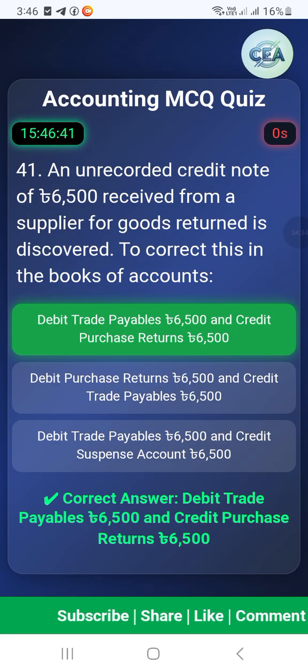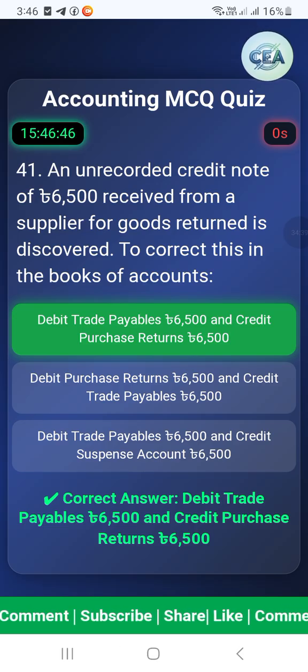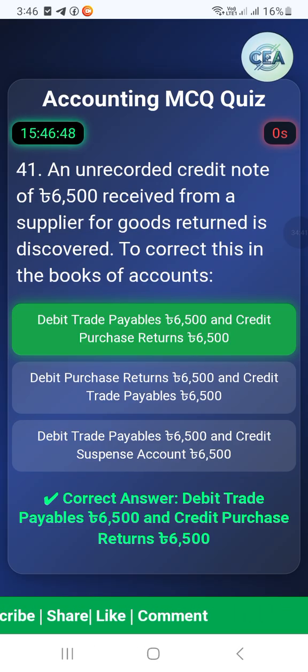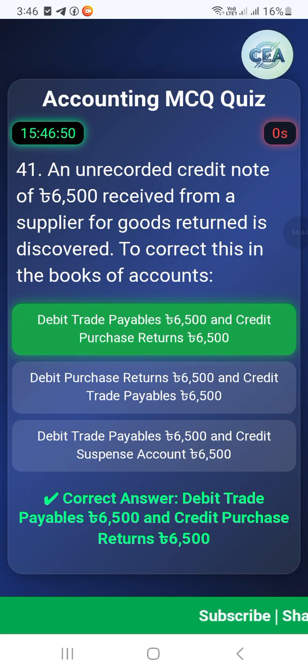Correct answer is debit trade payables 6,500 takas and credit purchase returns 6,500 takas.